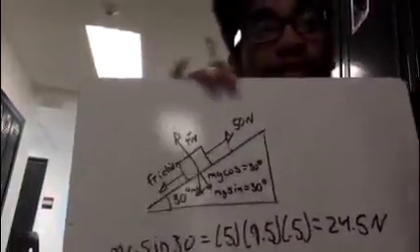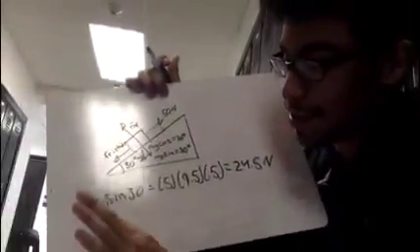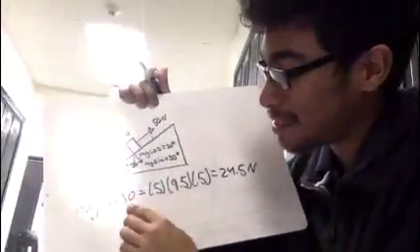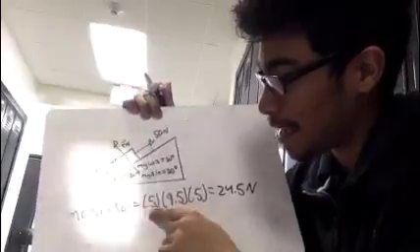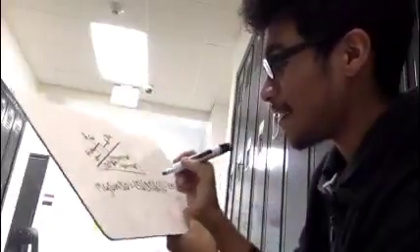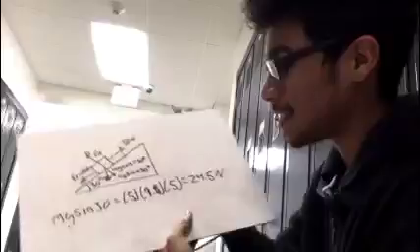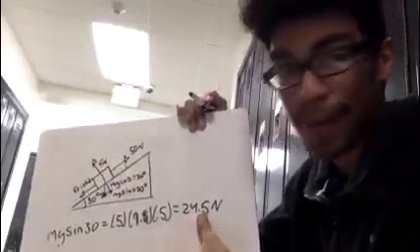Okay, so this is what we have. mg sine 30 will equal 5 times 9.8, which is the gravity, times 0.5, which equals 24.5 newtons.